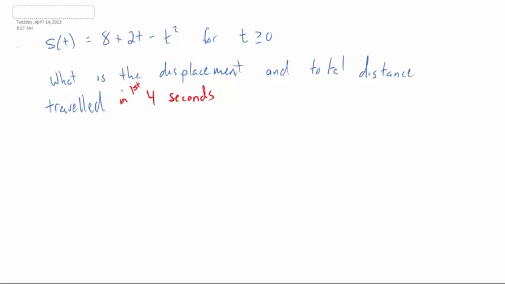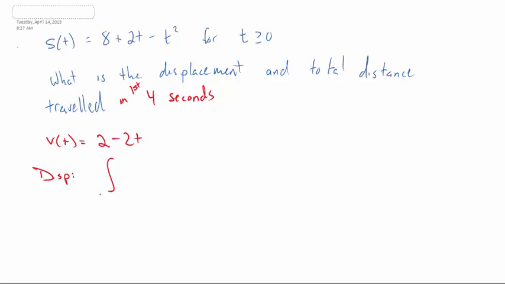Okay, so we could do this using a motion diagram, but I don't want to use a motion diagram. I find it to be inefficient. Using integral calculus is much, much better. So we need the velocity function. That's simple enough to do. We differentiate. 2 minus 2t. Yes?